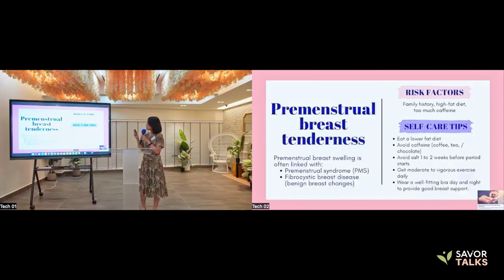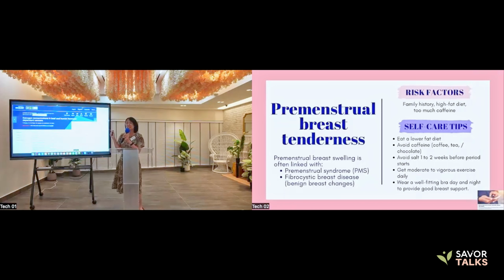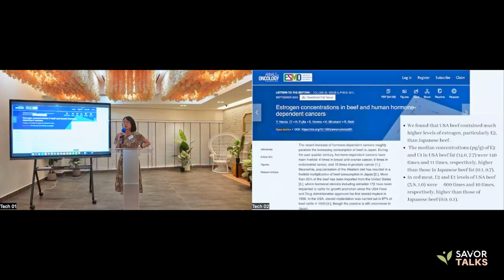So why does a high fat diet cause more severe pain during premenstruation? Let me speak about the diet. There is a link between diet and hormone-dependent cancer. Basically, in Japan, in the past, there was not so much of this cancer spread. So let us learn why it happened.